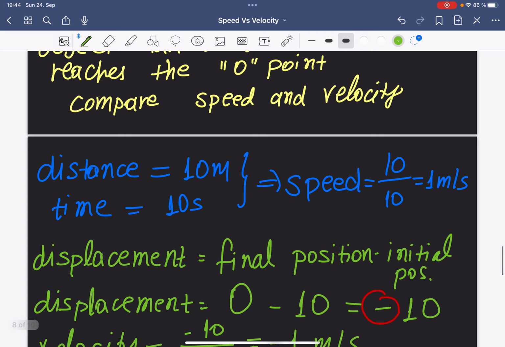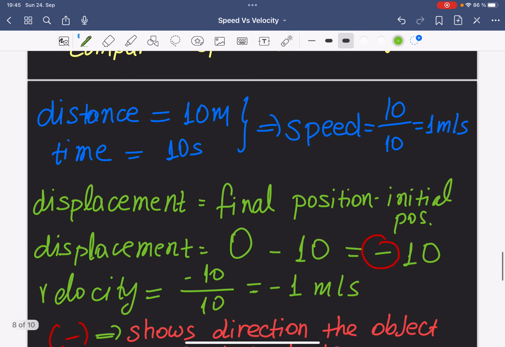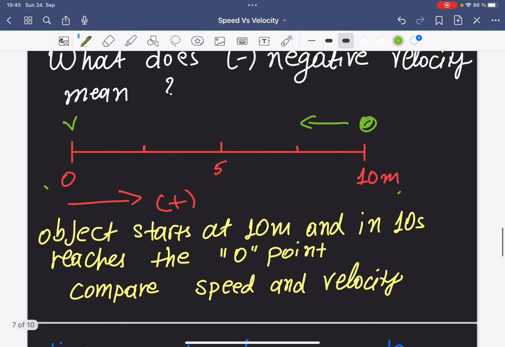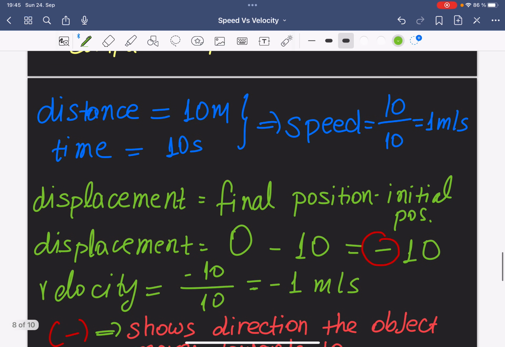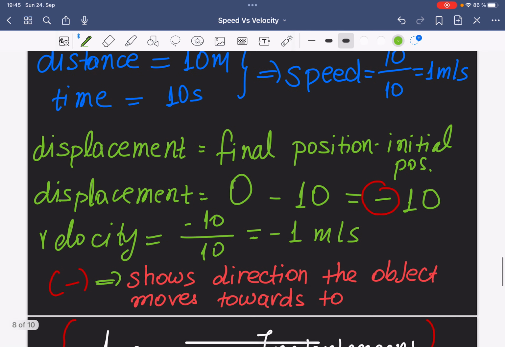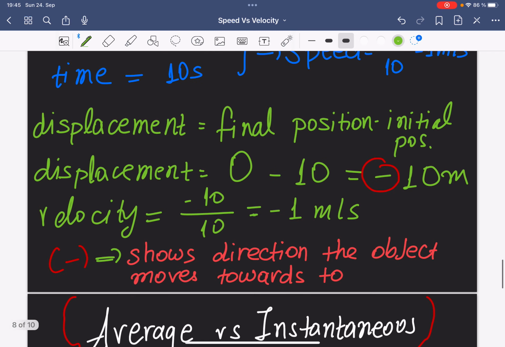The displacement is defined as the final position minus the initial one. So what's the final position? Where did the vehicle end up its movement? At position 0. So it's 0 minus 10. So it's final position 0 minus the initial, which started at 10, as you can see over there. So it's going to be minus 10 meters. So the velocity at the end is going to be minus 10 over 10. It's going to be minus 1 meter per second.